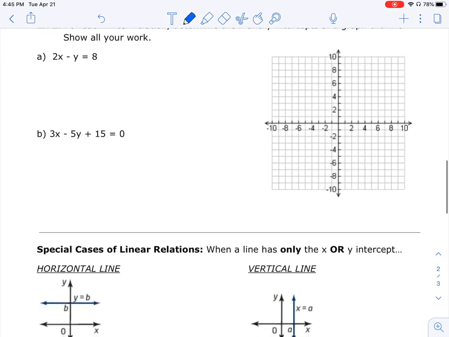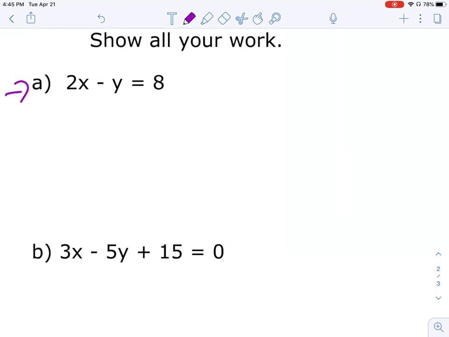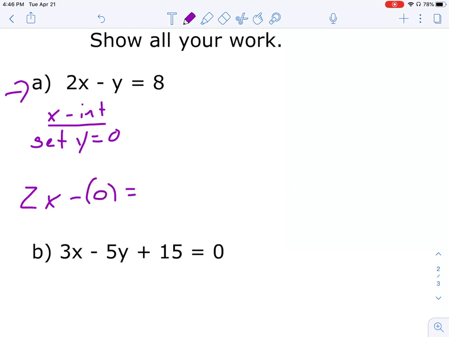So for each linear relation, determine the x and y intercepts and graph the line. So our first one here, for line A, is 2x minus y is equal to 8. Well, zoom in, give myself some more space. If I'm looking for the x-intercept, that's the first thing I'll look for. I need to set y to 0. So in this equation, 2x minus 0 equals 8.